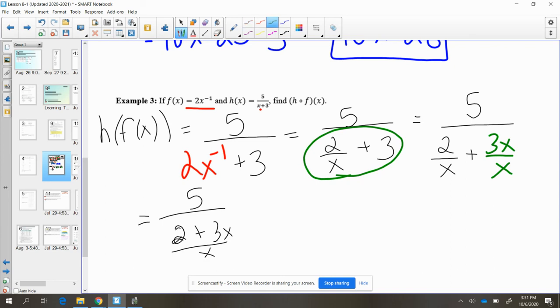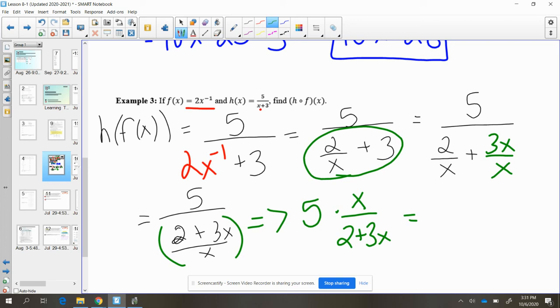And now we have this division of a fraction within a fraction. So what we can do is take our numerator and multiply it by the reciprocal of that denominator. And it ends up being 5x over 2 plus 3x, or 3x plus 2. And this is honestly as simplified as this is going to get on this particular one.